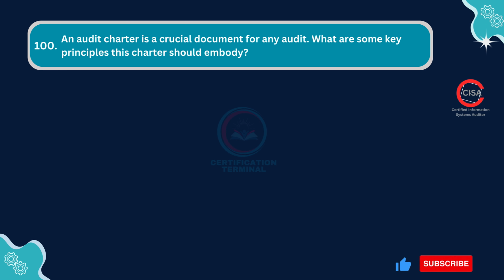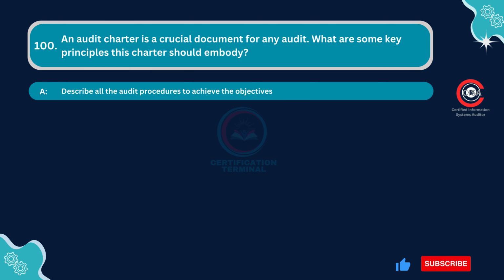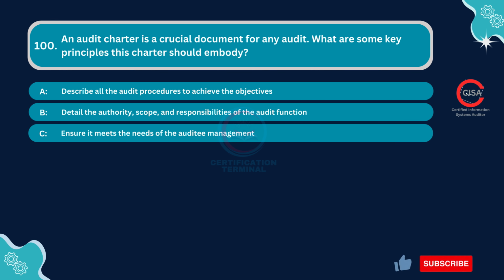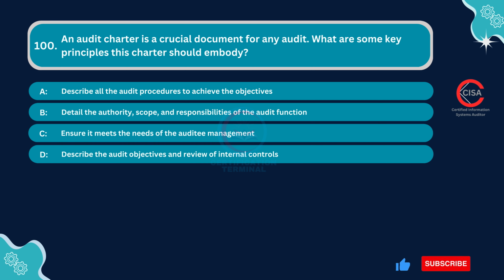Question number 100. An audit charter is a crucial document for any audit. What are some key principles this charter should embody? Option A, describe all the audit procedures to achieve the objectives. Option B, detail the authority, scope, and responsibilities of the audit function. Option C, ensure it meets the needs of the auditee management. Option D, describe the audit objectives and review of internal controls. The correct answer is Option B, detail the authority, scope, and responsibilities of the audit function.